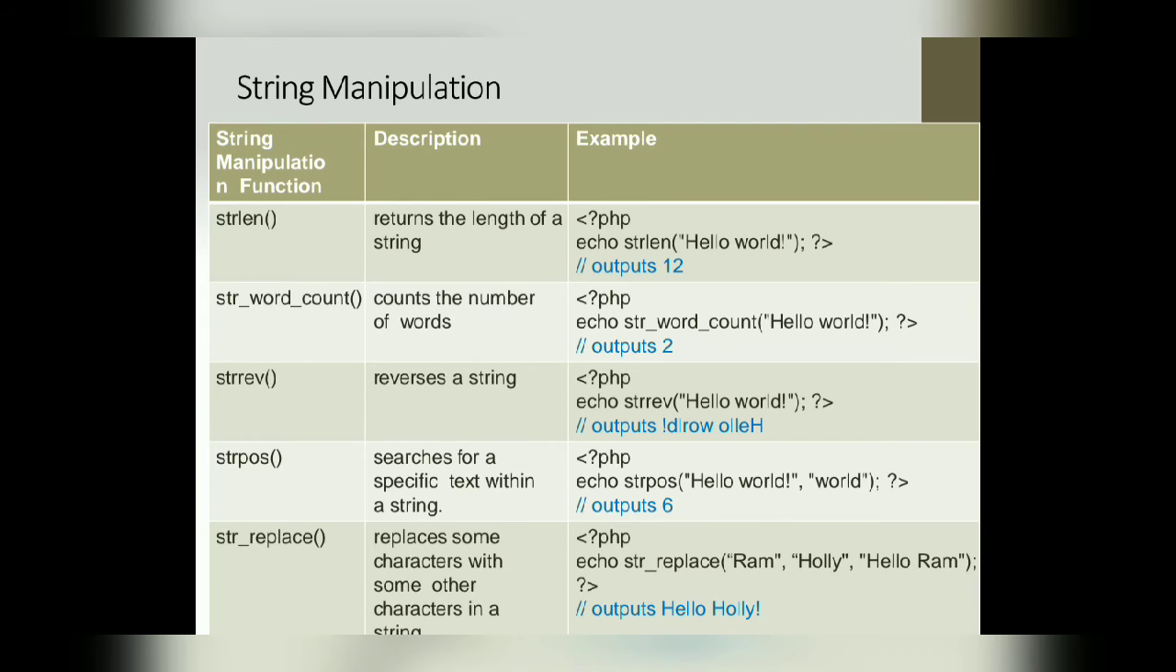Then strpos, it searches for a specific text within a string. If you want to perform a search operation, you have to use strpos, which will find a specific position. Okay, so the PHP script starts with the angle bracket and question mark php, and you provide a statement with echo, that is strpos with "hello world", comma, in double quotes again, "world". So it will output 6.